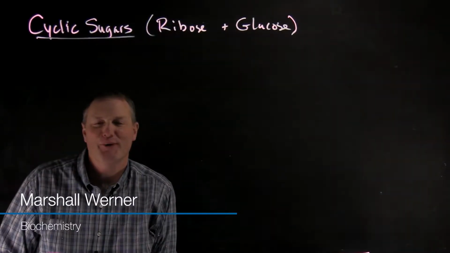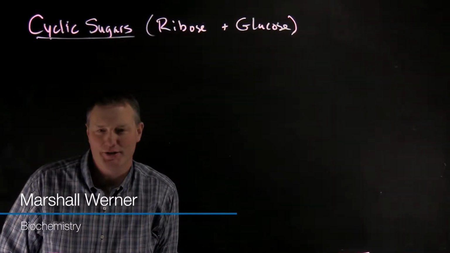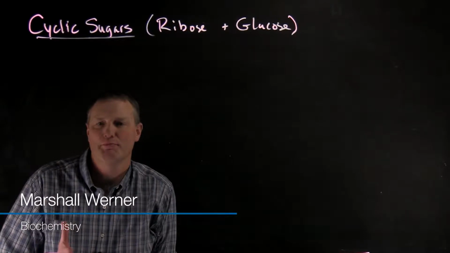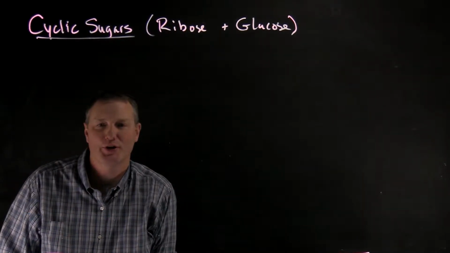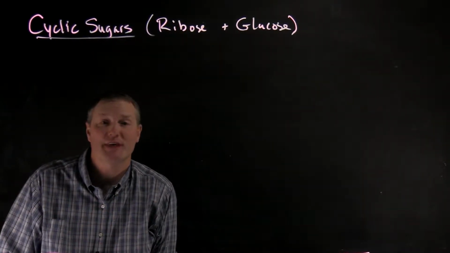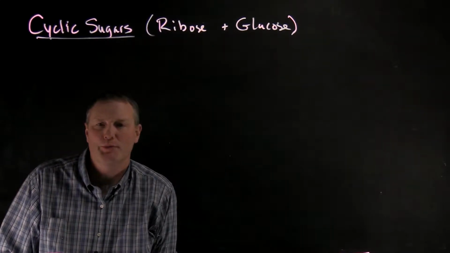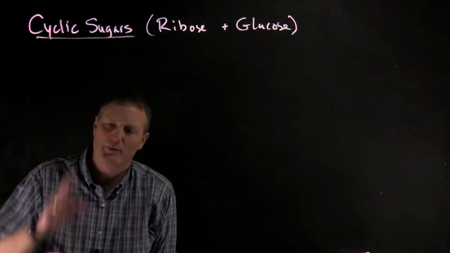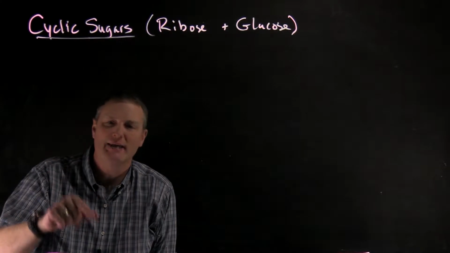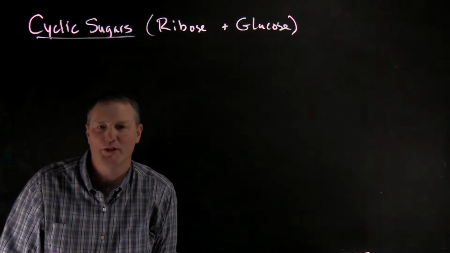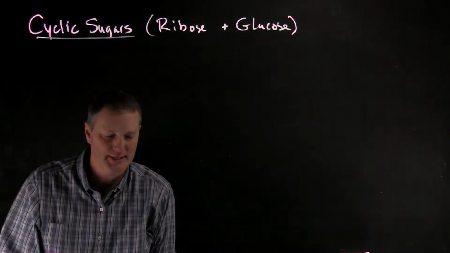Hi everyone, in this video I want to talk about cyclic sugars, and we're going to focus on the two main biological sugars that you should know a lot about, ribose and glucose. So in prior videos we talked about how we can draw sugars in a straight chain form, or the Fischer projection form, which has the open chain aldehyde present.